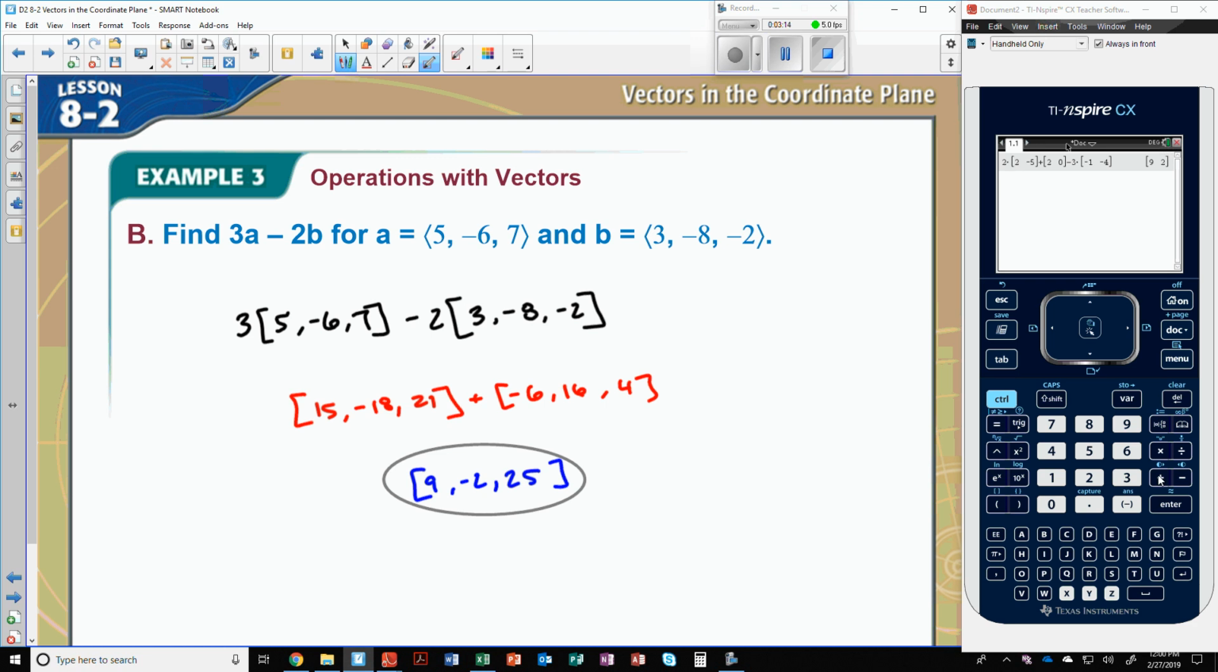We come over here, and we would just say 3 times bracket 5, negative 6, 7, minus 2, bracket 3, negative 8, missed the comma there, and negative 2. And I need to hit the multiplication symbol right here between the 2 and the brackets. When I do that, I get the same answer. So I did it correctly. Now I have one for you to try.